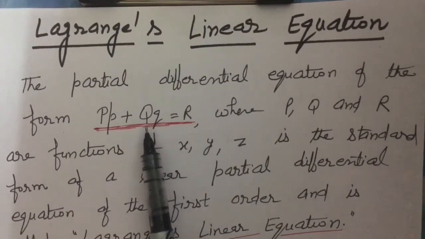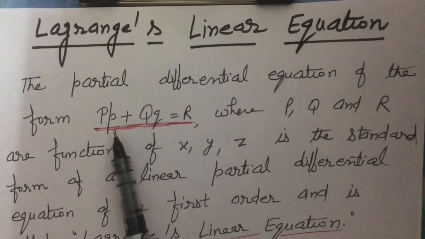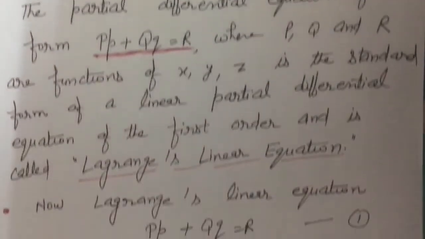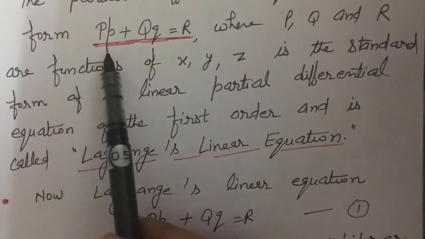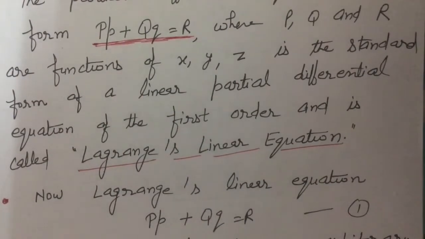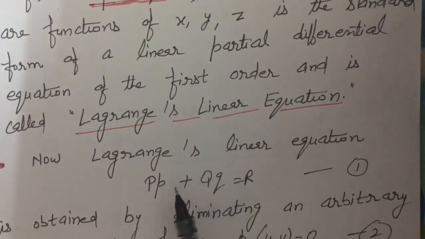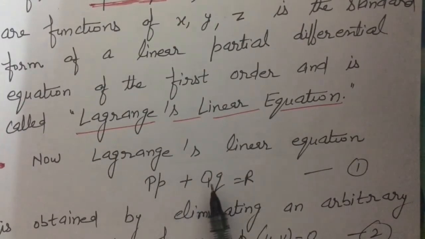Let us suppose that z is a function of x and y. If we differentiate z with respect to x, that is ∂z/∂x, it is equal to p, and ∂z/∂y is equal to q. This is the standard form of the linear partial differential equation, and this is called the Lagrange's linear equation. Now we will learn how to derive this Lagrange's linear equation.